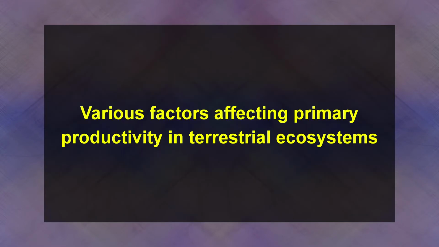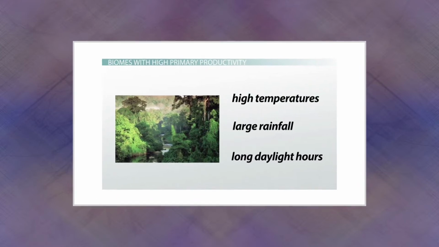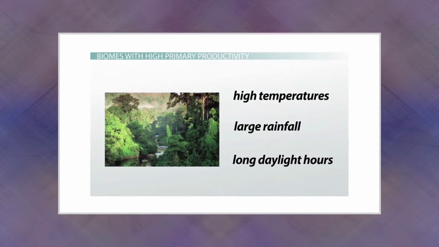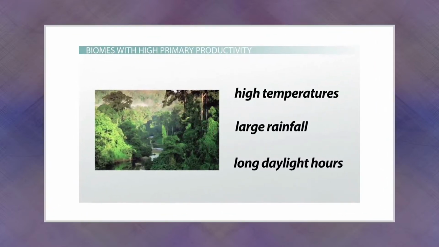Now let's discuss the various factors affecting primary productivity in terrestrial ecosystems. Sites with a higher mean annual temperature typically support higher rates of photosynthesis and are associated with a longer time period over which photosynthesis can occur.